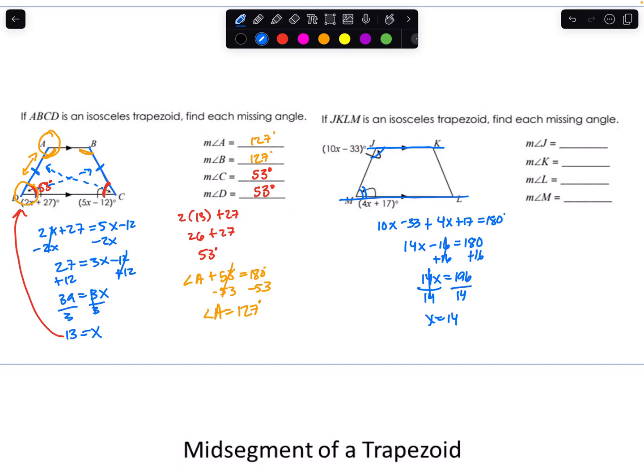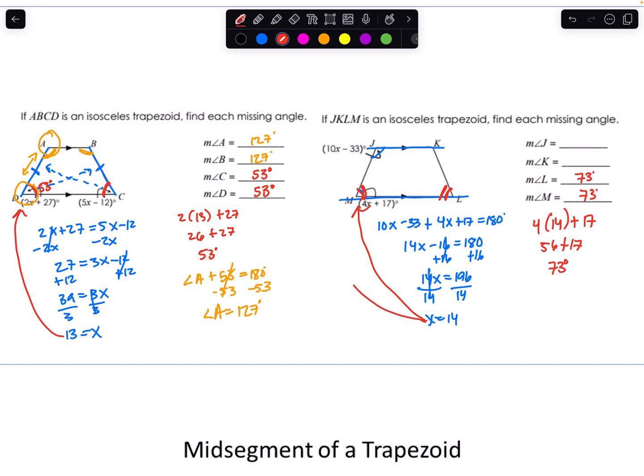Now that I have my variable, I can plug it in, and I can solve for what I'm looking for, the angles. So angle M, all I have to do is plug it in there. I have 4 times 14 plus 17. 4 times 14 is 56, and when I add 17, I get 73 degrees. So angle M is 73. As we said earlier, the base angles are congruent. So angle L is also 73.